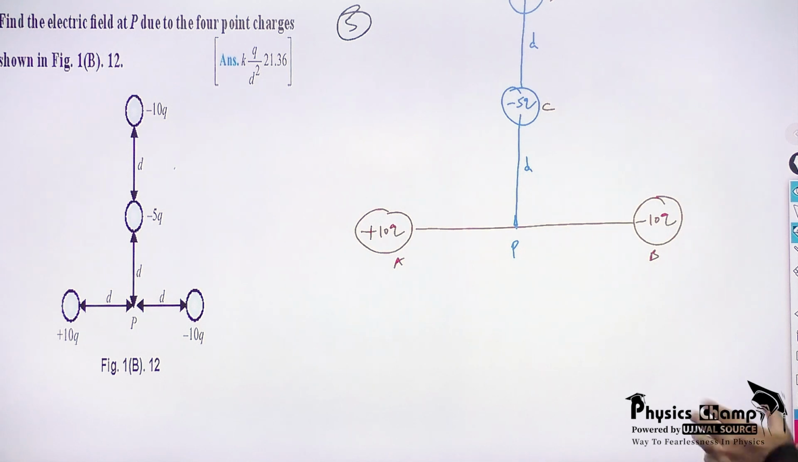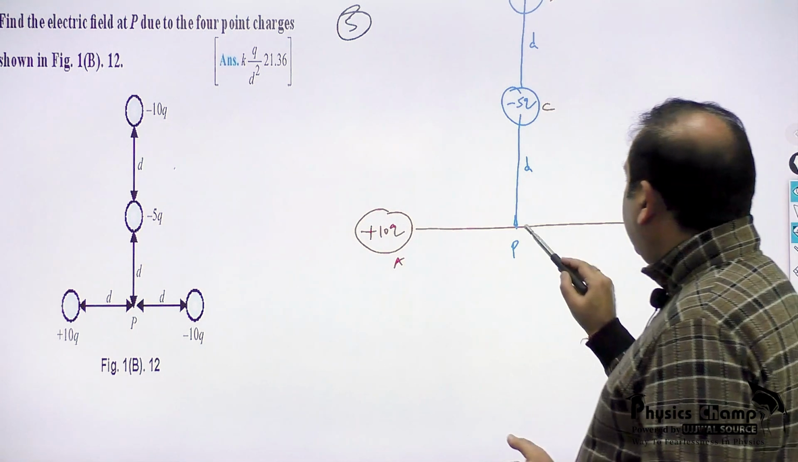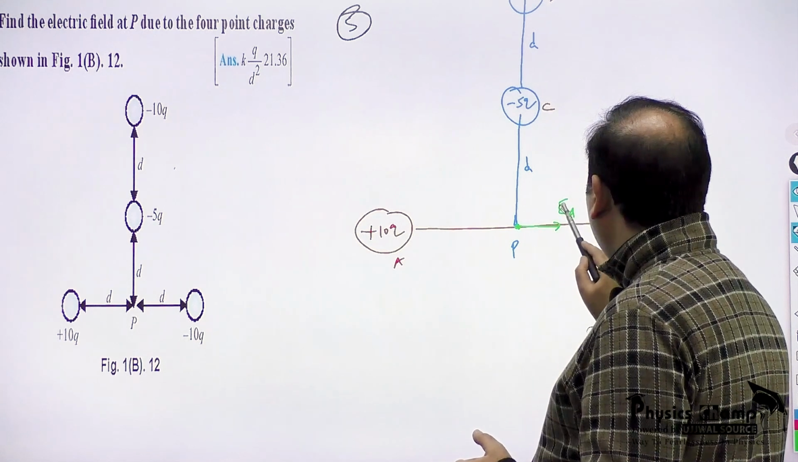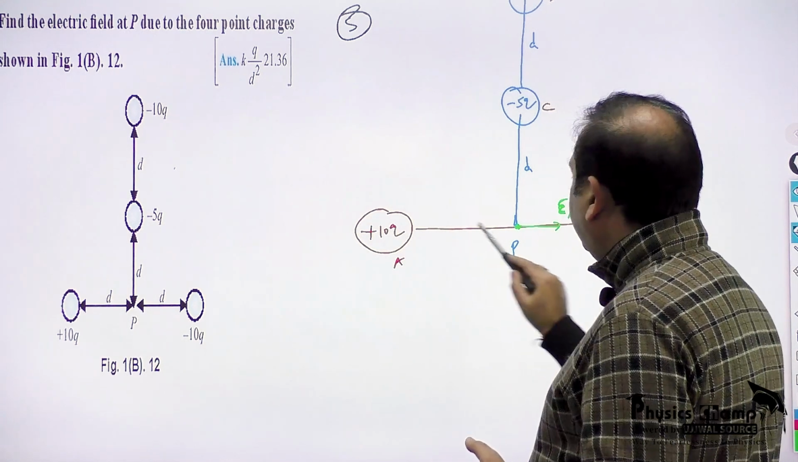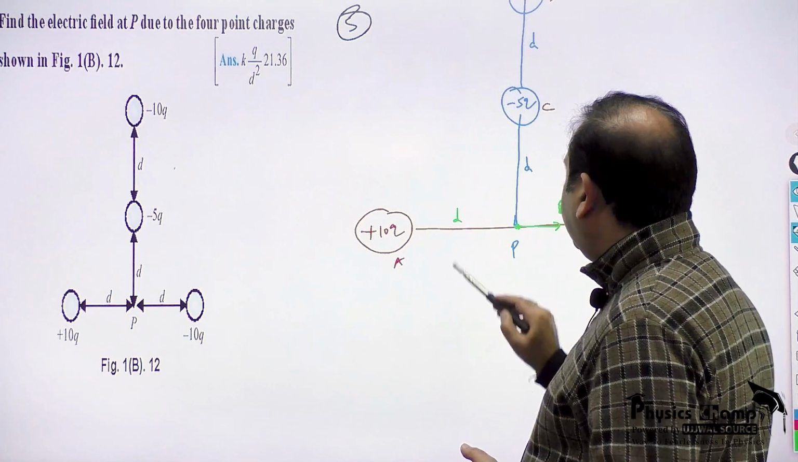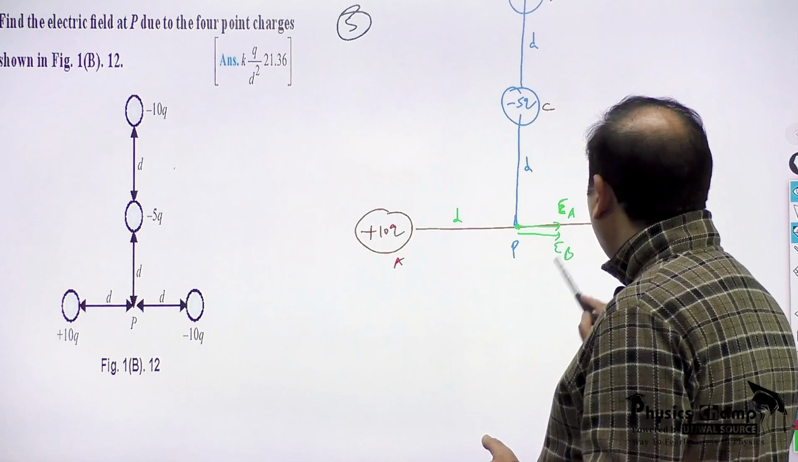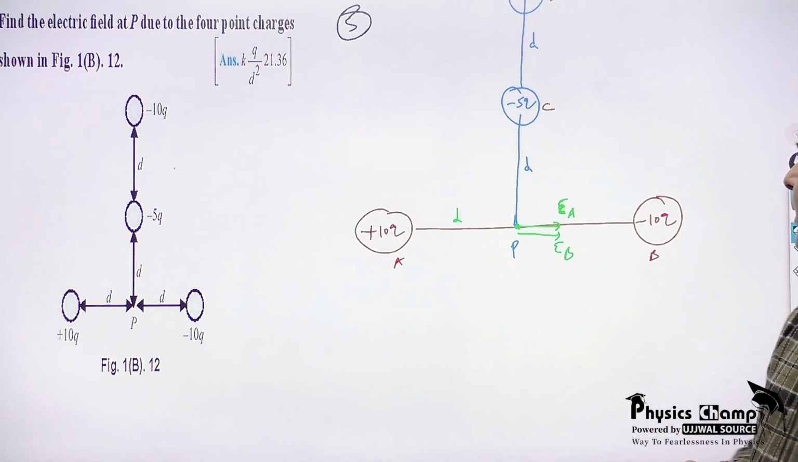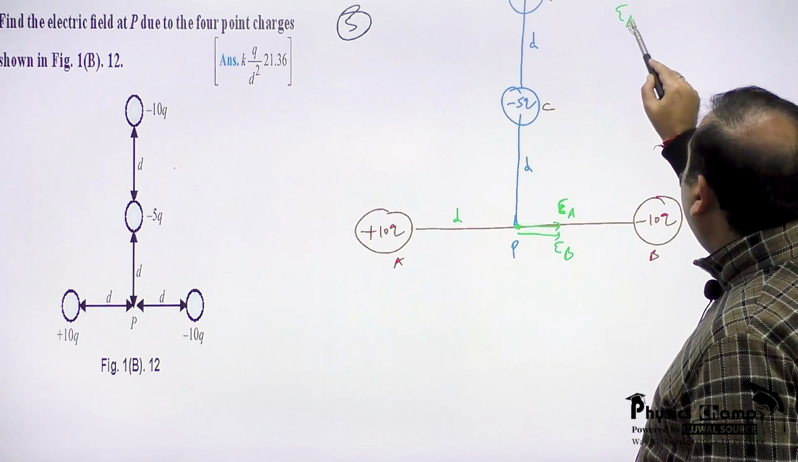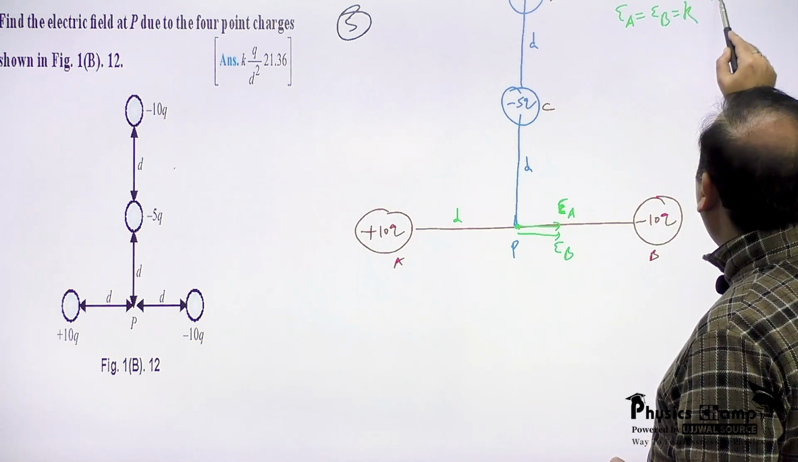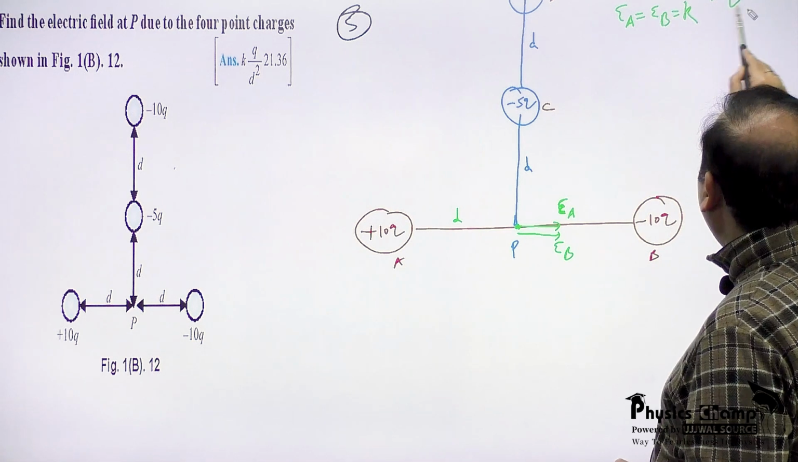Now we are looking for the electric field at point P. So when I say the electric field at point P, there will be one electric field at point P due to A. Because of the positive charge, it will be away from it. Obviously this separation is D. There will be one electric field at point P due to B, EB. If I say how much is EA and EB, your answer is K 10q divided by D square.